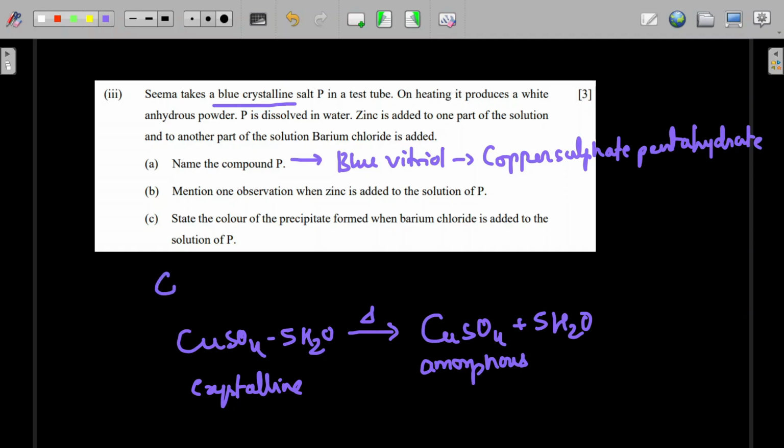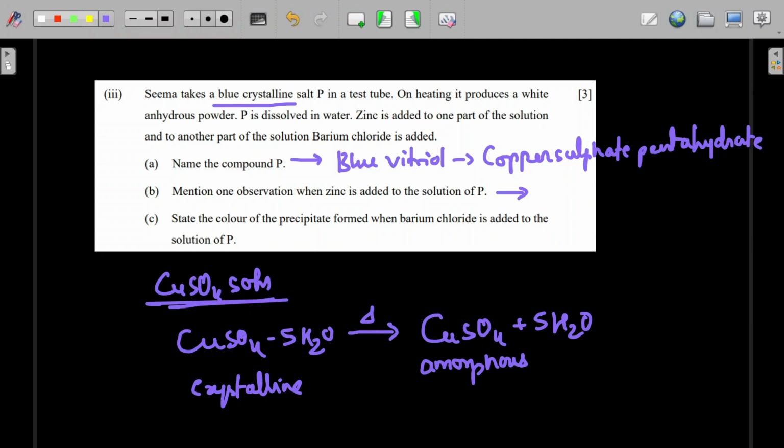Solution P will be copper sulfate solution now because you are adding water. It will get reduced to ZnSO4 plus Cu, but you have to write the observation. It's actually a displacement reaction, so as that happens, you get copper metal, a reddish brown metal as well.